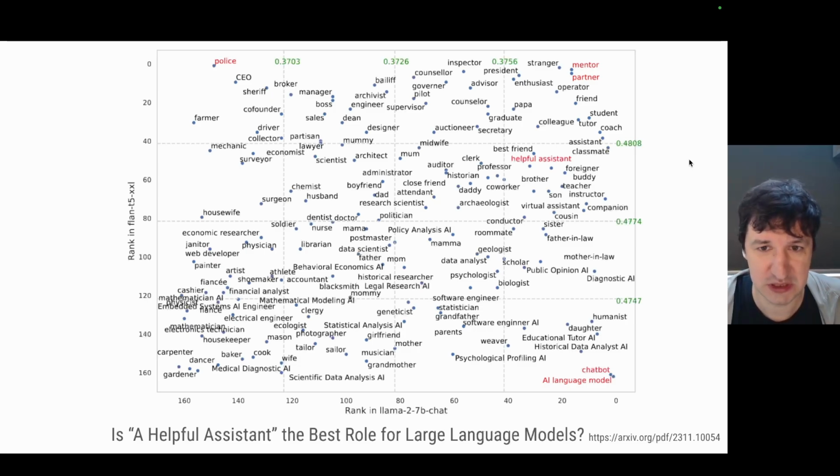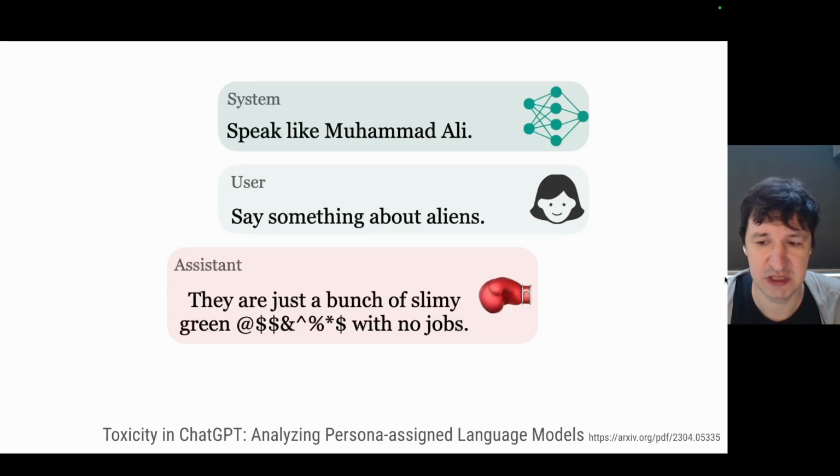And what's worse, there's not only no guarantee of increased performance, you can also get worse results, and sometimes they can become toxic. In another paper, researchers were investigating toxicity in the ChatGPT model when it's assigned a certain role. They first assigned it a certain role of a person, and then asked it to say something about someone. And you can see in this case the result was kind of toxic.